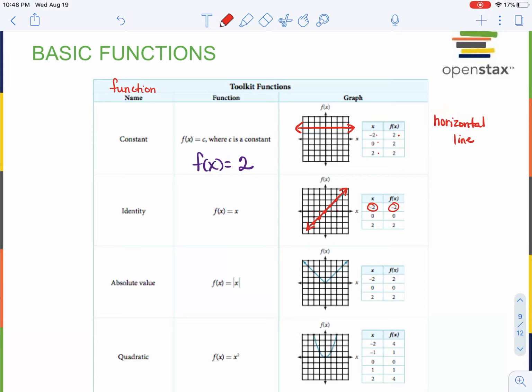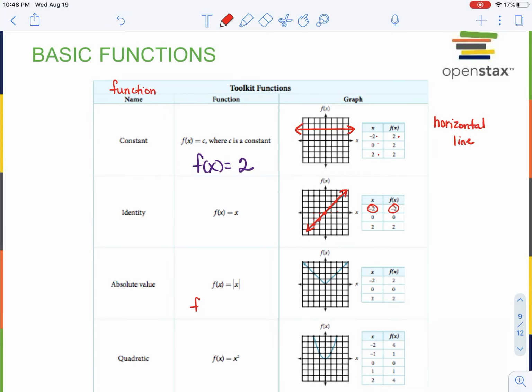All right, next we have absolute value. Absolute value is the distance a number is from 0. So if I said the absolute value of 2, that means how far is 2 from 0 on the number line? It's 2 spaces. But if I said what's the absolute value of -2, -2 is also 2 spaces. So when you find the absolute value, it's always positive because it represents a distance.